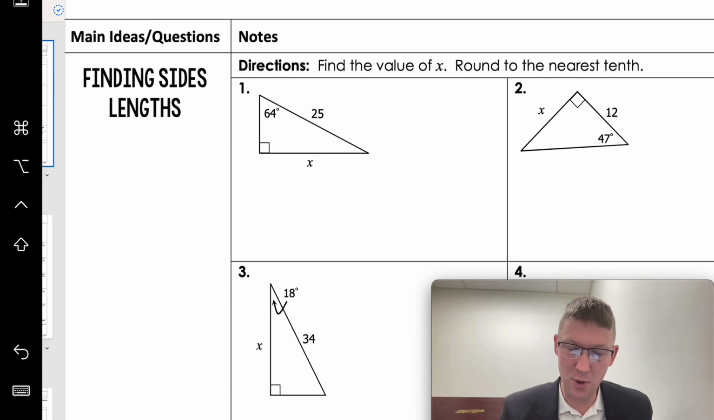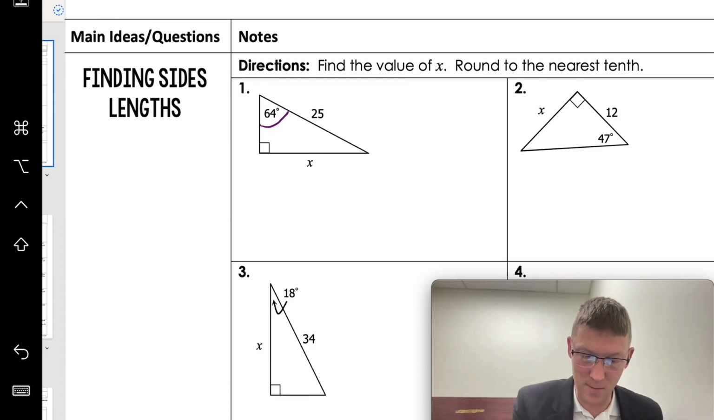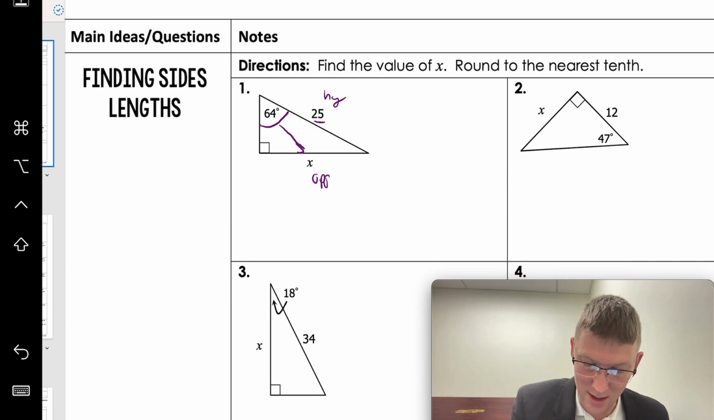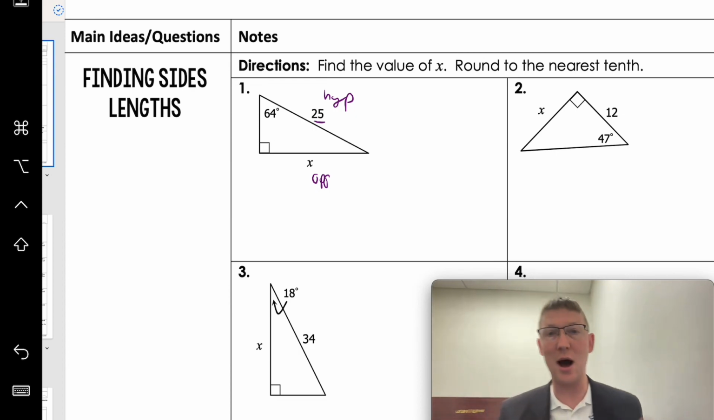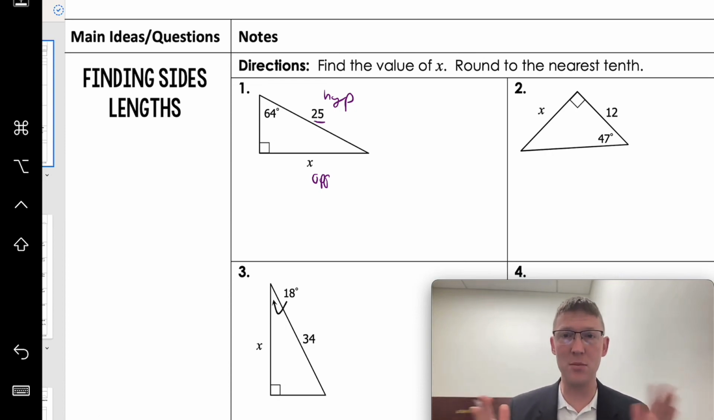Step 1, we're going to look at what we have. We have this angle right here. We have the x, which in this case would be our opposite. And then we have this one, which would be our hypotenuse. Now you need to figure out which one of my trig functions gives me a relationship between the opposite and the hypotenuse. If you don't know them yet, have a cheat sheet or something like that so you can look at them.